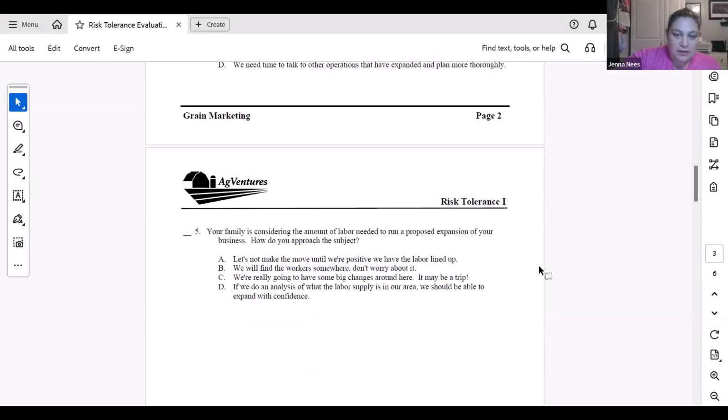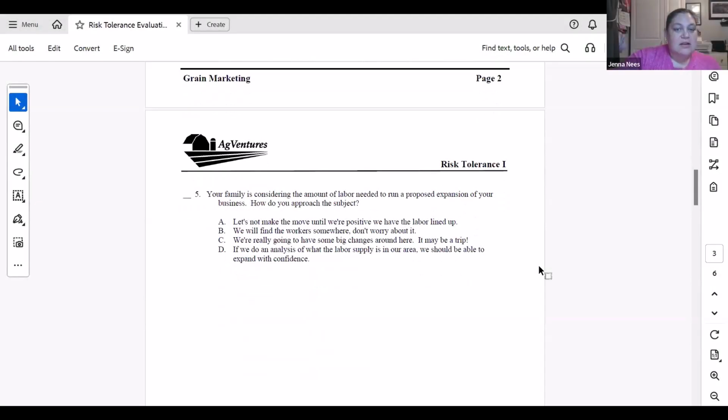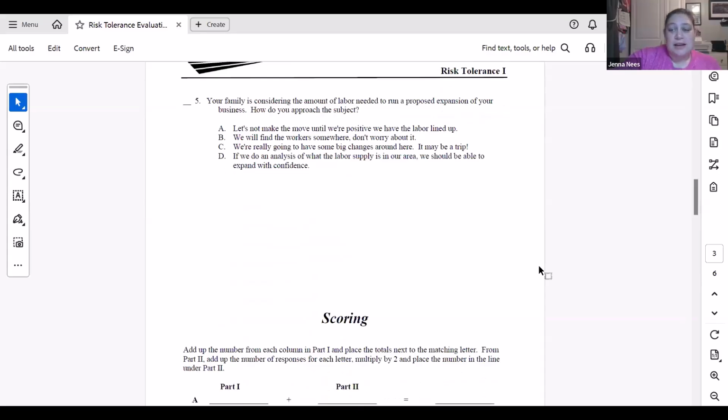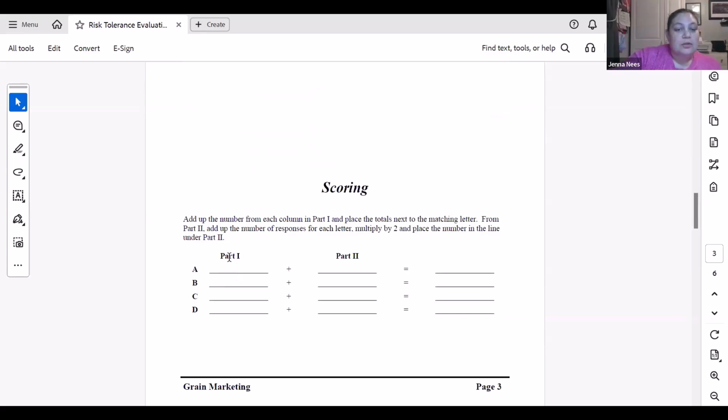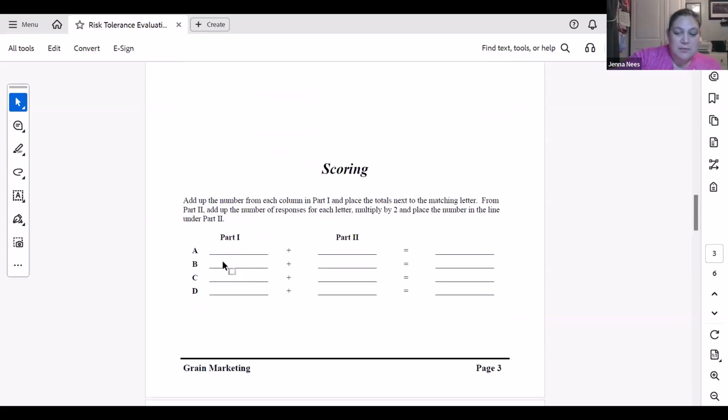Okay, it looks like I've got several that say they're done. So the next part, I will admit, gets a little tricky. For the scoring, it's at the bottom of page 3. Under part 1, you're going to count how many of the words you circled in column A and put that number there. The same for B, C, and D. The tricky part comes when you score part 2.